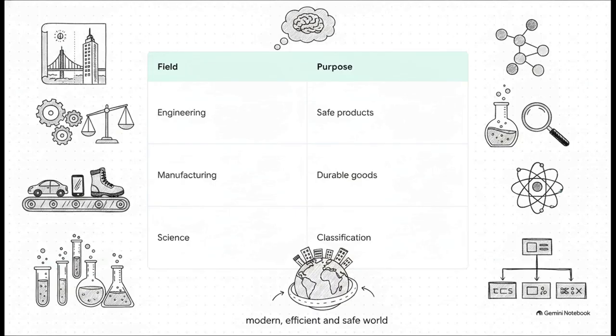In engineering, experts completely rely on knowing mass and volume to design bridges and structures that are both safe and efficient. Over in manufacturing, understanding solubility and material behavior is exactly how we create durable, reliable products that won't just fall apart. And in pure science, grouping materials based on these physical traits simplifies how we make new, groundbreaking discoveries faster. Basically, our modern safe world is built entirely on experts understanding these exact principles.